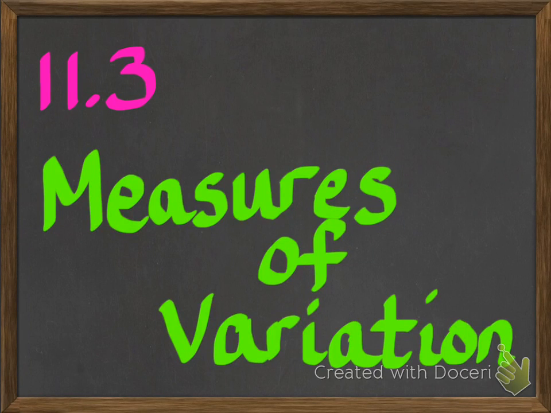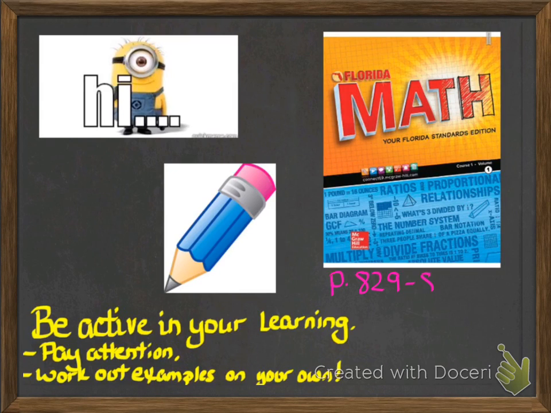Hello, this is Chapter 11, Lesson 3 on Measures of Variation. So the pages that you're going to need in your math book are going to be pages 829 through 832.